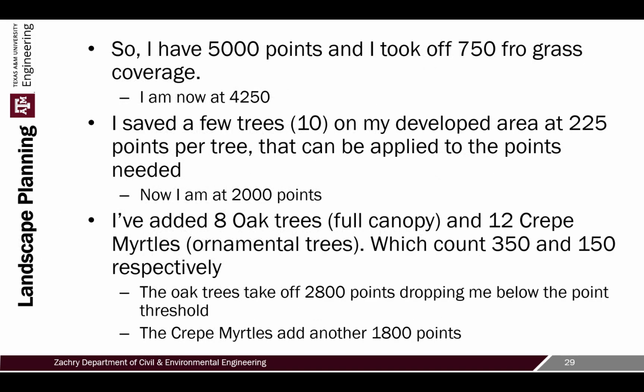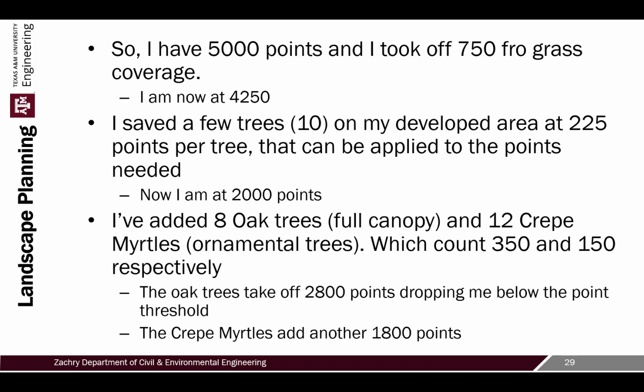So I go ahead, I take that out. Now I'm at about 4,250 as opposed to what I need. But there's a couple trees I haven't taken out. These are trees that are on the property that I developed, but I just protected them. They are nice coverage. They're nice old trees. I don't want to get rid of them. And so those are on the area that I developed, but I protected them out. Let's say there's 10 in this case. Those count as 225 points per tree that can be applied to the points. And so that would be 2,250 points that I can take off of that. And so that leaves me with 2,000 points. And then that's kind of where I am.